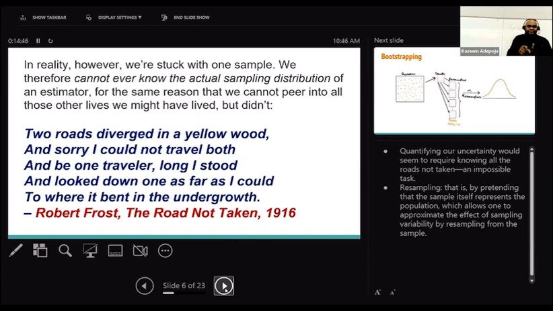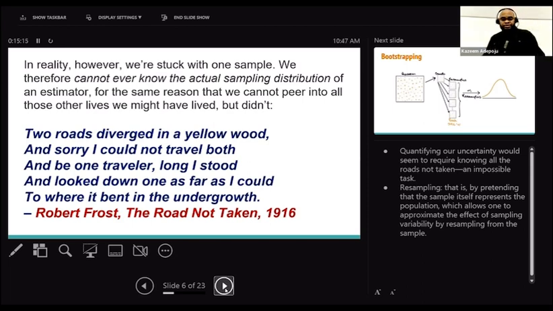And that was why Robert Frost said this, he called it "The Road Not Taken" in 1916. "Two roads diverged in a yellow wood, and sorry I could not travel both, and be one traveler, long I stood and looked down one as far as I could to where it bent in the undergrowth." Look at that.